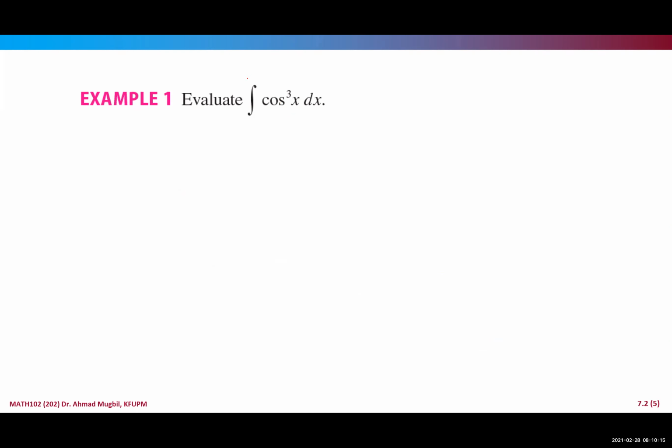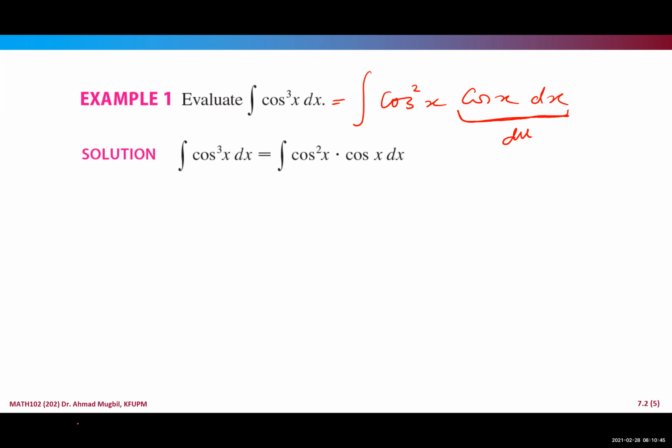We use u substitution. But before using the u substitution, we need to do something. First of all, we need to write it as cosine squared x times cosine x dx. Why? We need here to get du. This will be du, ya Shabab, so we need to save a factor of cosine. So this is the first step. Now, if I am going to substitute, this will be du.